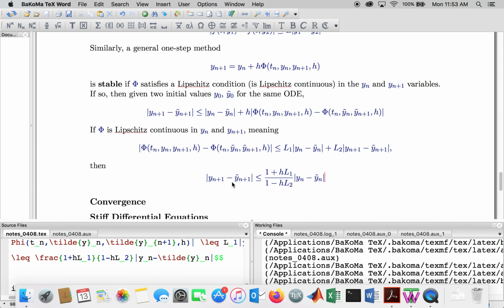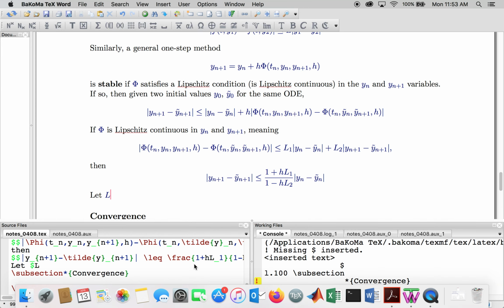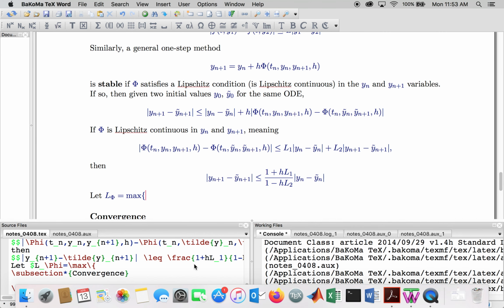Okay, now let's see. Now what I'm going to do is, to simplify things a little bit, let L equal the maximum of L1 and L2.